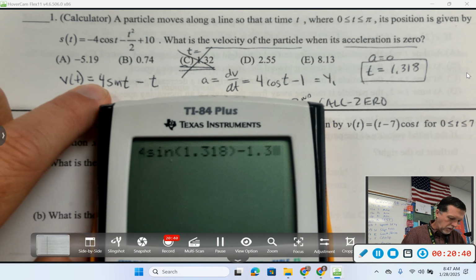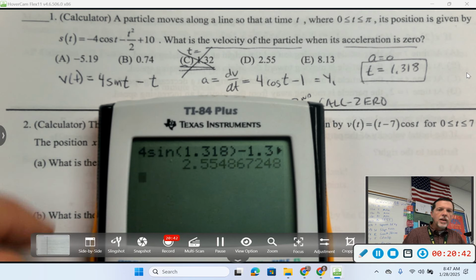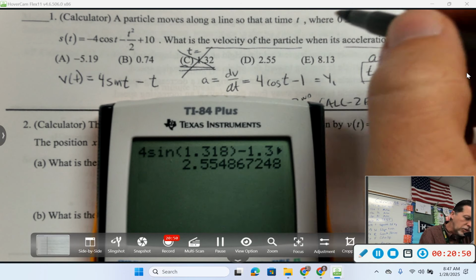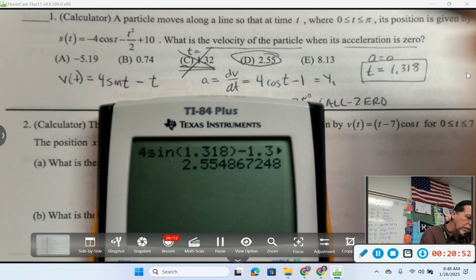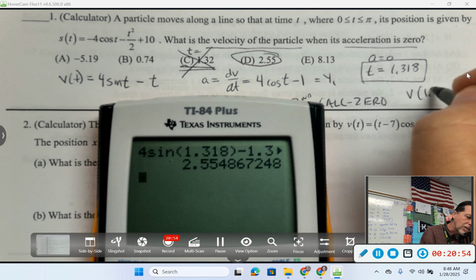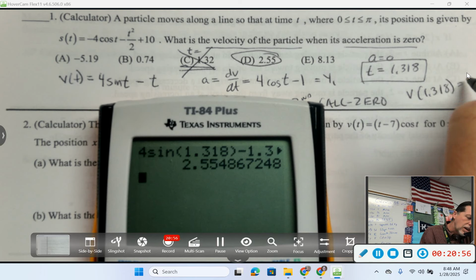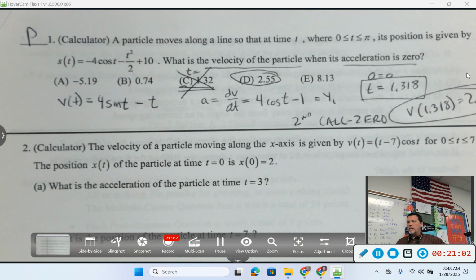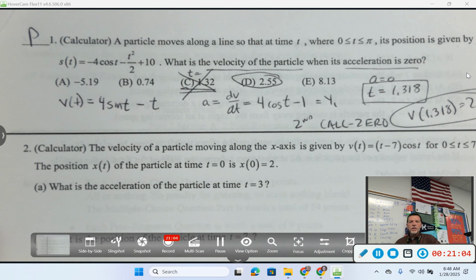Minus 1.318. So if there were multiple answers that were really close, maybe I need to carry more decimals, but there's only one of them that's close to 2.55, so I feel pretty good about that answer. Using our calculator to find it.